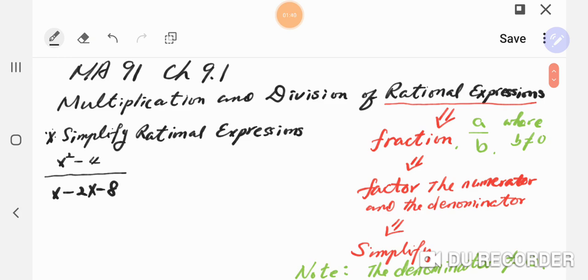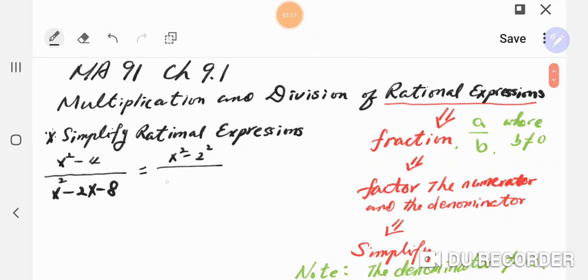So let's simplify this expression, x squared minus 4 over x squared minus 2x minus 8. Before we simplify this, we have to factor both the numerator and the denominator. The numerator is a difference of squares, so we can make it a plus b, a minus b. So the numerator is x squared minus 2 squared.